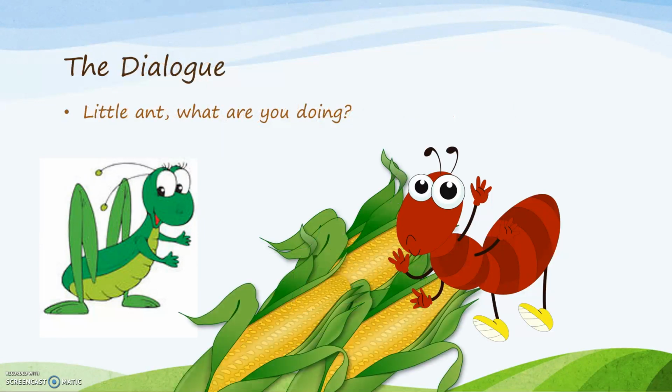"Little ant, what are you doing?" the grasshopper asked. "Collecting food for the winter," responded the ant in a very weary tone. He was exhausted from a day of hard labor. "But it's the middle of the summer," said the grasshopper. "Winter is not for months, and the food is plentiful. Why do you spend your day like this?"